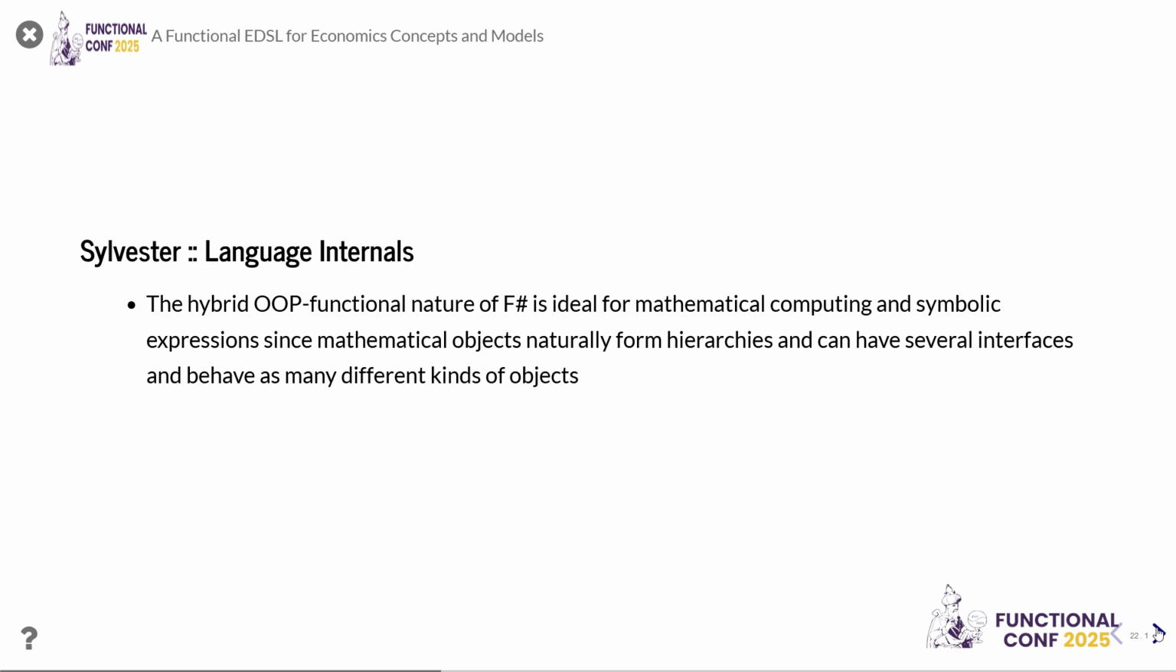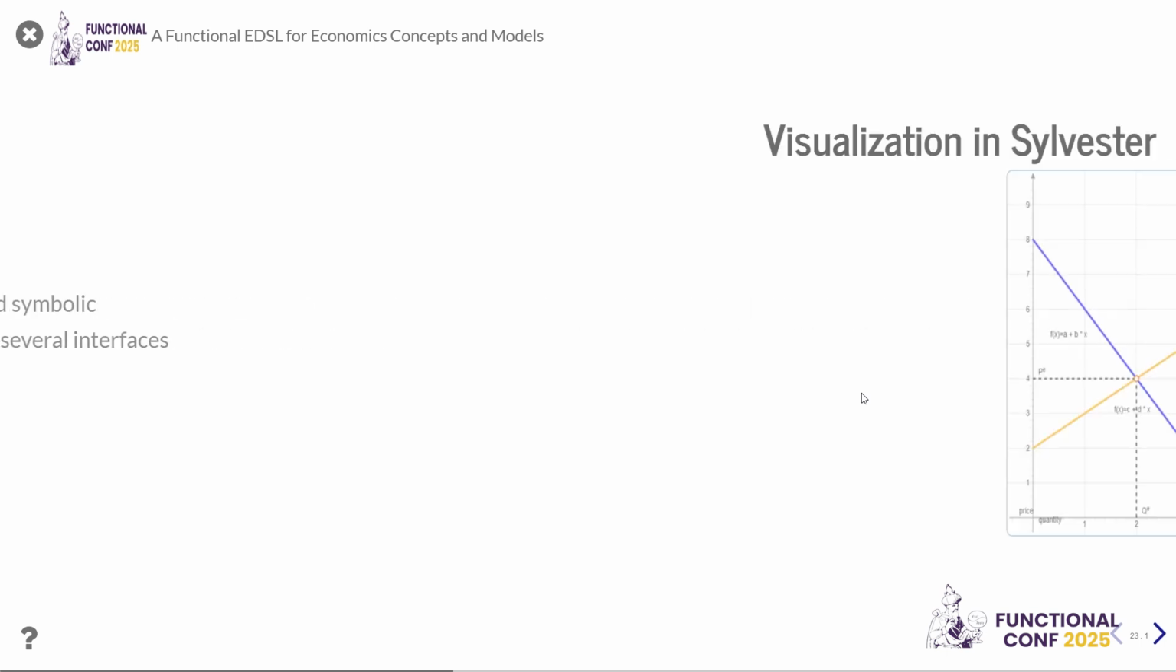And that's about the fact that F# is a hybrid functional language. It's really ideal for mathematical computing because many times these objects naturally form hierarchies. And naturally you want to be able to say, I want to treat this particular object as a set right now, or maybe as a relation. So the idea of interfaces, hierarchies and inheritance is really natural to math, and that's why F# is a really great language. Plus, you want to retain those functional paradigms from math. So that's why F# is a really great language for this type of math computing software.